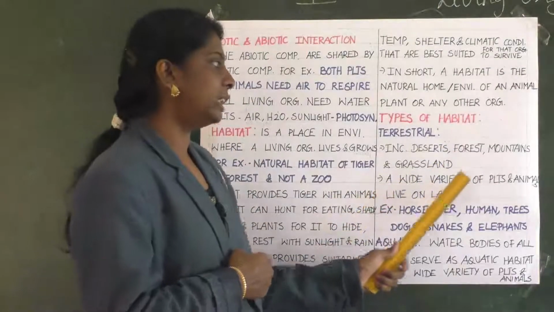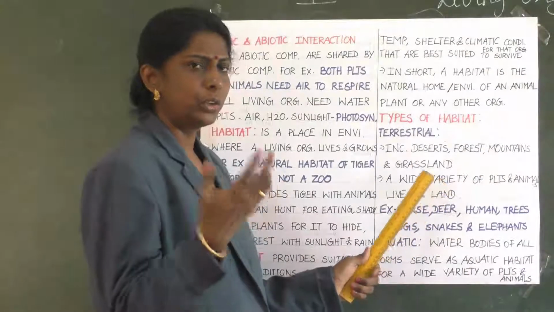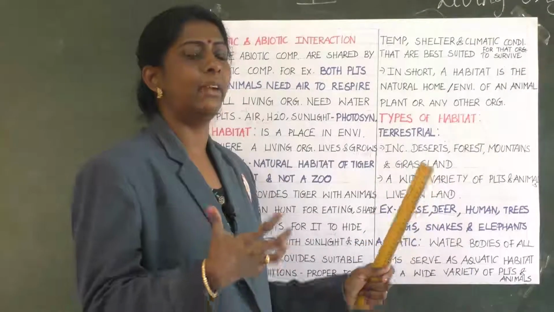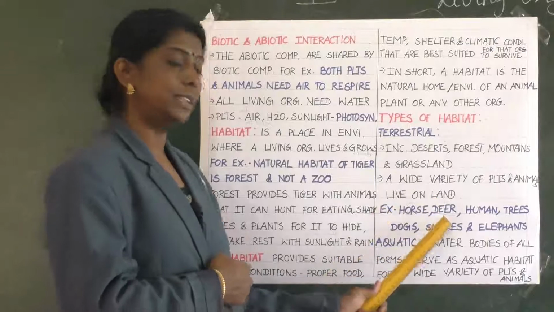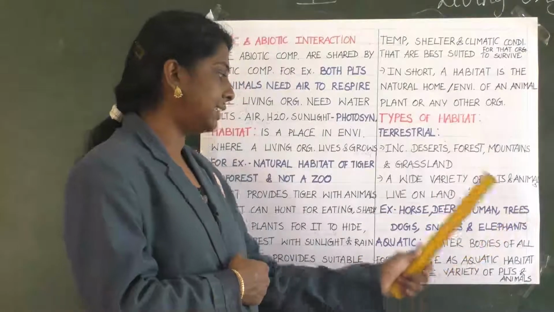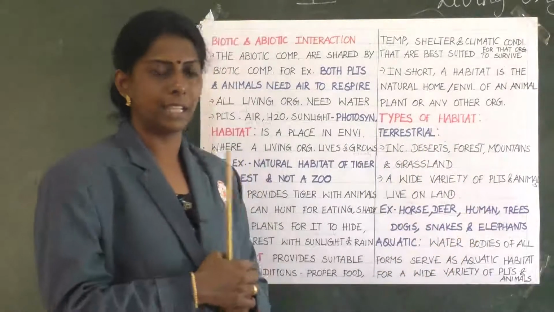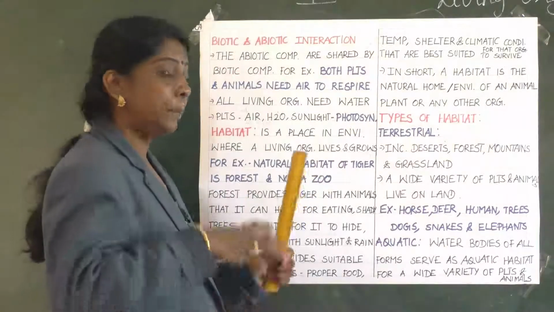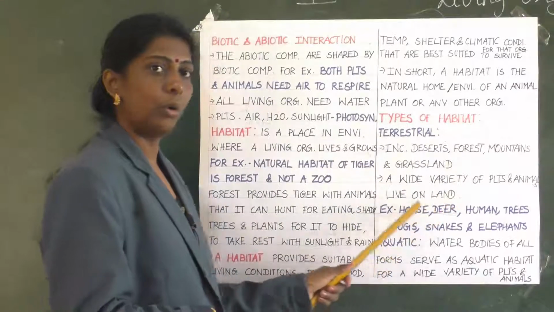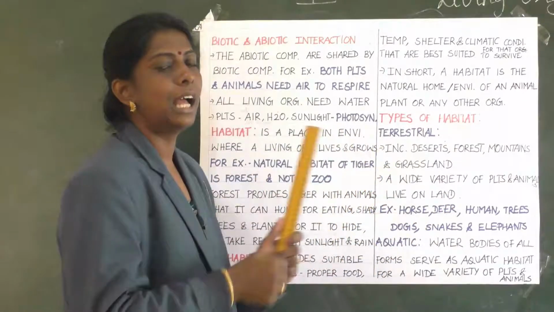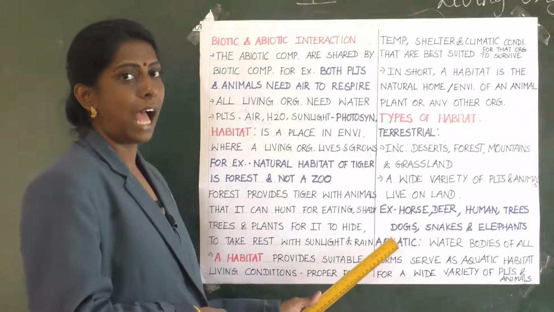A wide variety of plants and animals live on land. So many animals, so many plants are there on land. For example, horse, deer, human, trees, dogs, snakes, elephant, so many. So the plants and animals which live on land are said to be terrestrial organisms, living in terrestrial habitat. Clear?